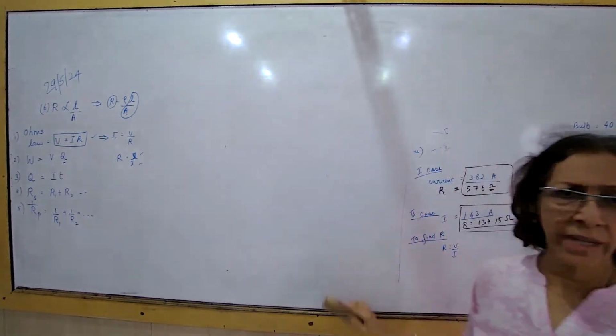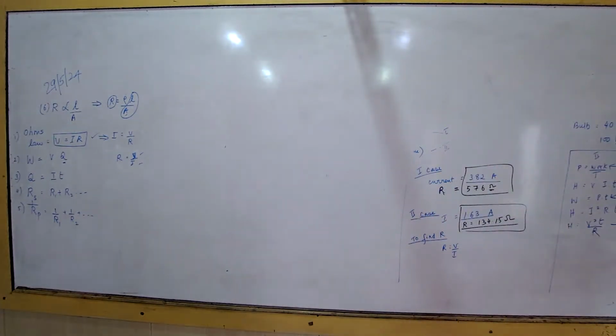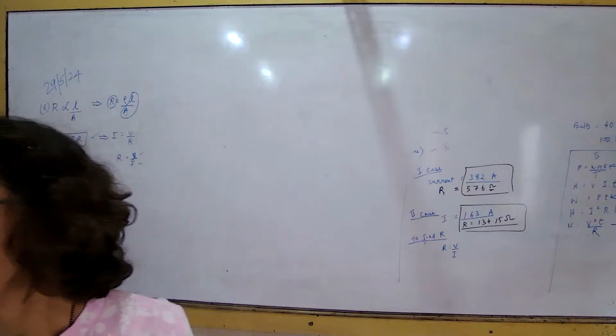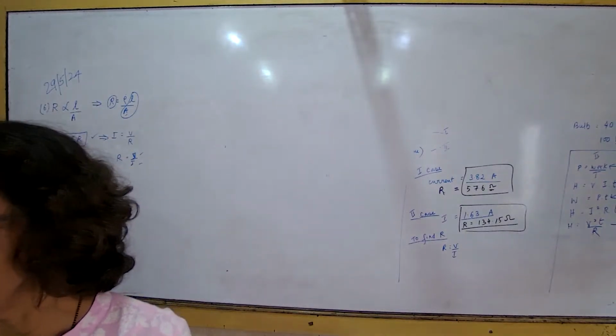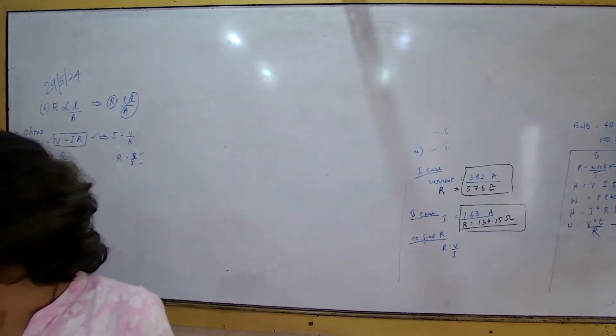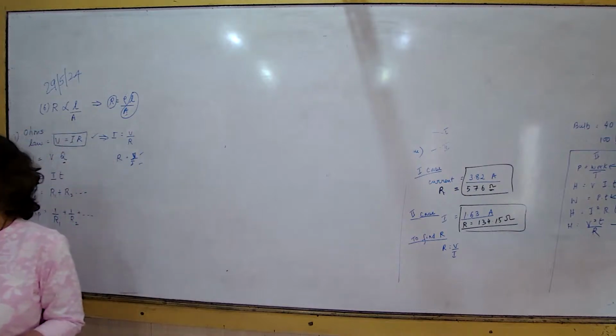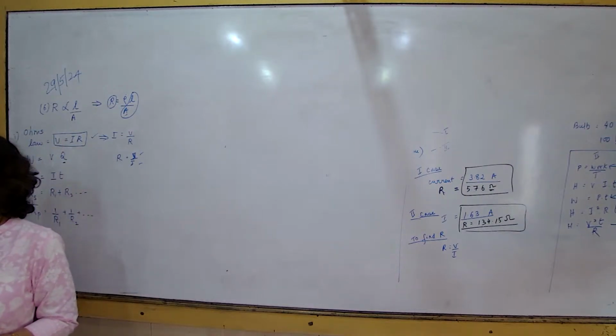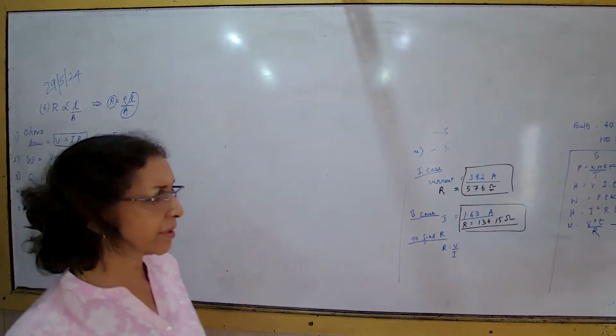Write your observation there. Sometimes they may ask you to give it in the form of not only answers. What is your observation? By doing this problem, you will observe that if resistance is more, the current flowing will be less.